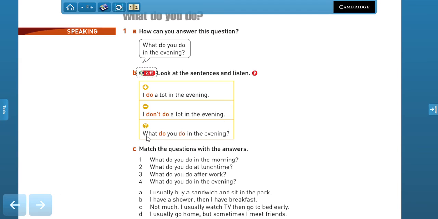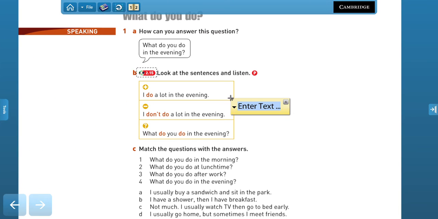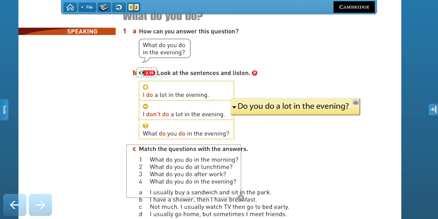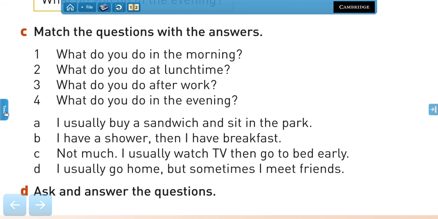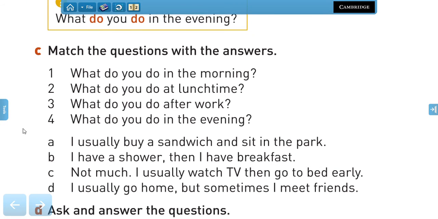Now, when I say what do you do in the evening, I need examples of things, right? But for these types of answers, I do a lot, I don't do a lot, the question would be, do you do a lot in the evening? Yes, I do a lot in the evening. No, I don't do a lot in the evening, right? Now let's see below. We have some examples of questions and answers. So what I want you to do is to match the answer to the correct question. All right? So pause the video and do the exercise.